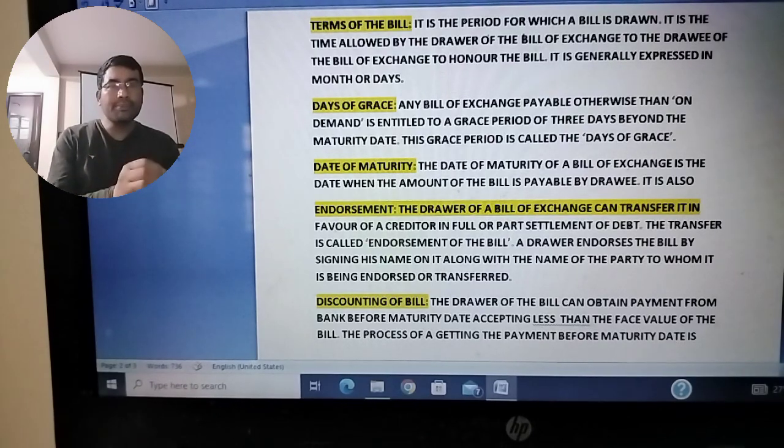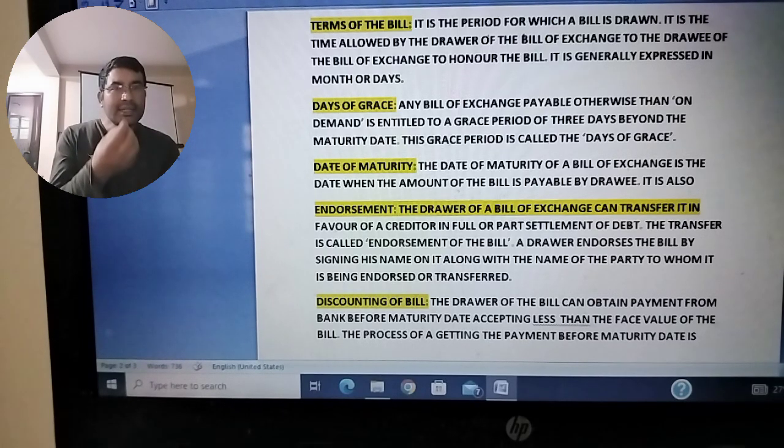So 1st April is the due date, but adding 3 extra days, 4th April 2024 is the maturity date. So maturity date is the date on which the drawee has to pay the bill drawn on him by the drawer. So that is what is called the date of maturity. Again, I would like to explain that date of maturity is also known as the due date.